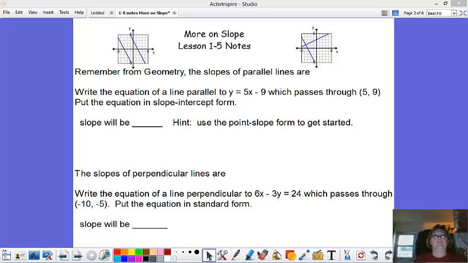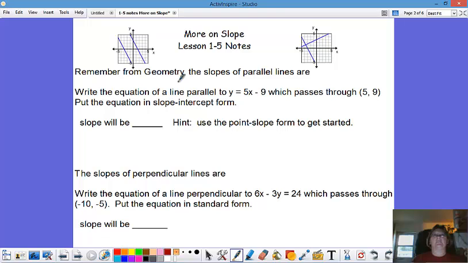This is a little bit more about slopes. So we'll be talking with you today about slopes of parallel and perpendicular lines, finding rates of change in tables and in graphs, and looking for average velocities. Those are our objectives today.